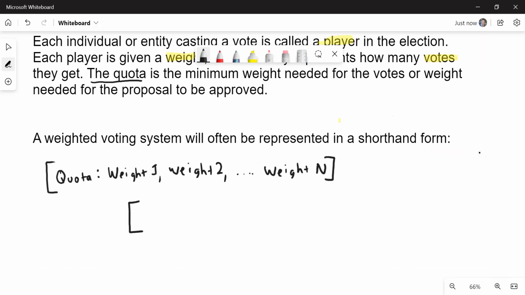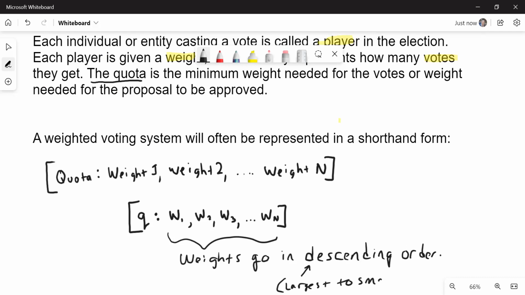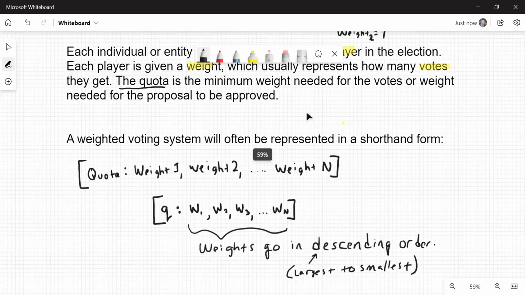Typically we will use lowercase q for the quota, and we'll use W sub 1 for weight 1, W sub 2 for weight 2, W sub 3 for weight 3, and so on, up to the number of players that we have. But what I would like you to remember in this shorthand is that the weights go in descending order. That word descending means from the largest to the smallest. So you always want to list the largest player's weight first. Let's take a look at some examples of this to give you a better idea.